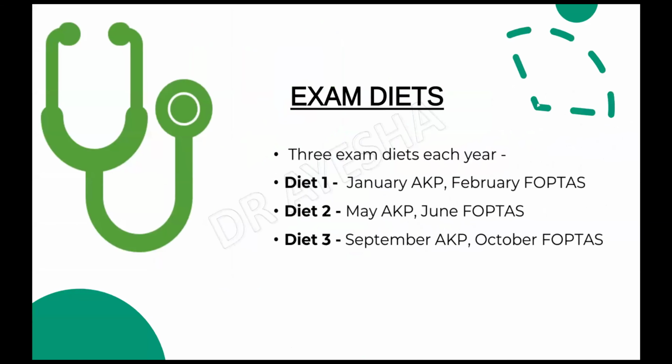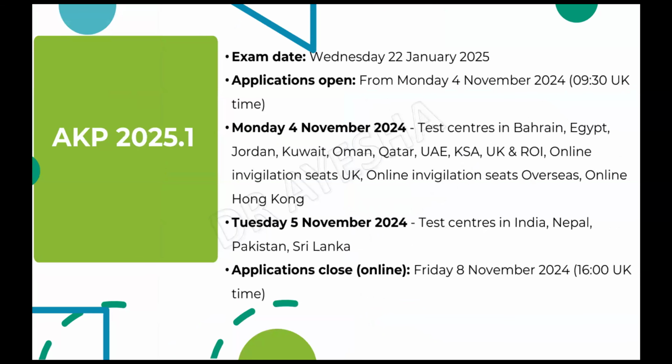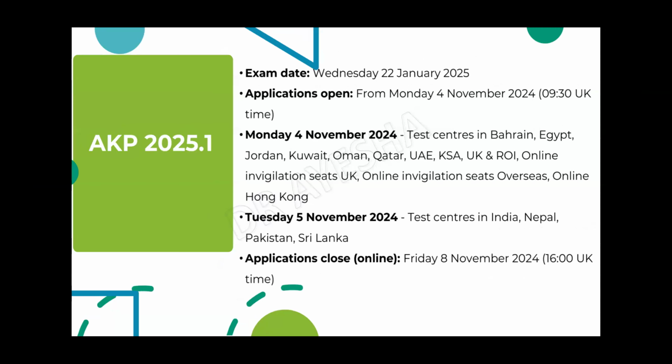Next important thing, diet. You can see you have 3 diets for this exam: January, May, and September. Like FOP and TAS, we also have 3 diets in a year for this exam. Then we talk about the date. Because many candidates are planning for this exam, the exam date is 22nd January, everywhere, like FOP and TAS. And the application date, in Pakistan, will open on Tuesday, 5th November. So kindly note this date.